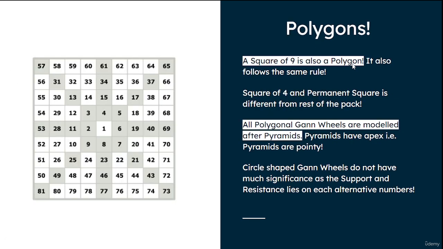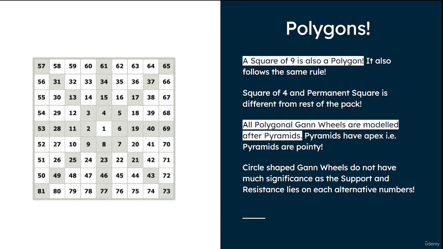A square of 9 is also a polygon. It also follows the same rule. See, 1 number, 2 number, 3 numbers. That's what is the beauty and the similarity. All polygonal Gann wheels are modeled after pyramids. Pyramids has apex. Pyramids are pointy.